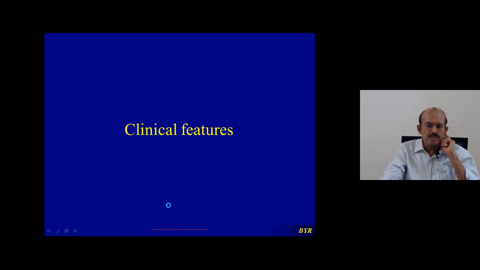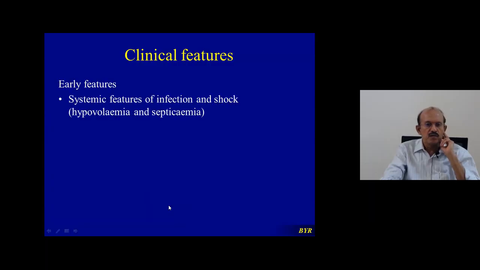Clinical features of peritonitis. Early features. There are systemic features of infection and shock, because usually in peritonitis there are two factors. There is an infecting agent causing septicemia. Number two, there is fluid exudation into the peritoneal cavity. There is fluid sequestration in the bowels. So both these things will cause hypovolemia. This hypovolemia will cause shock. So the patient will be having infection, septicemia, and hypovolemic shock.